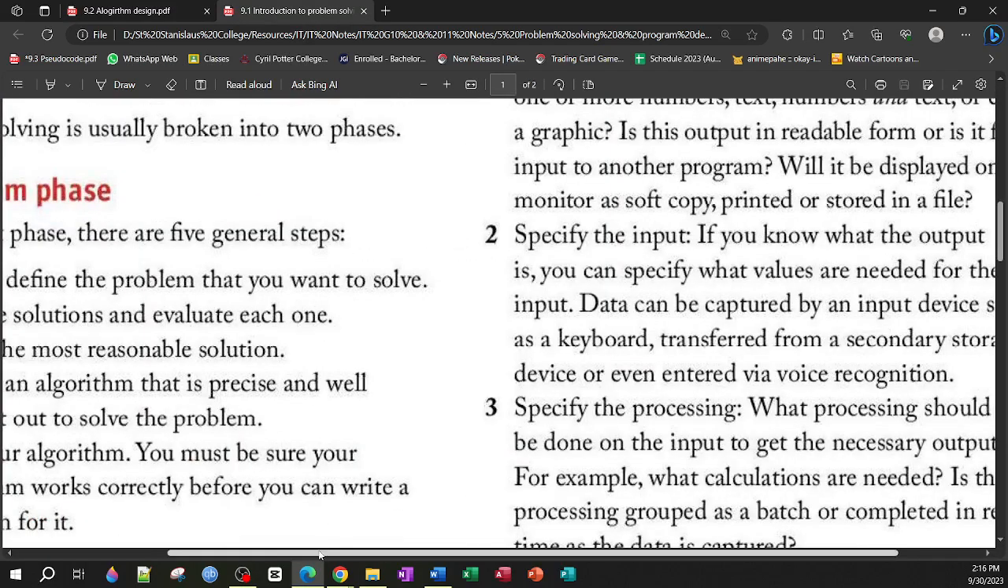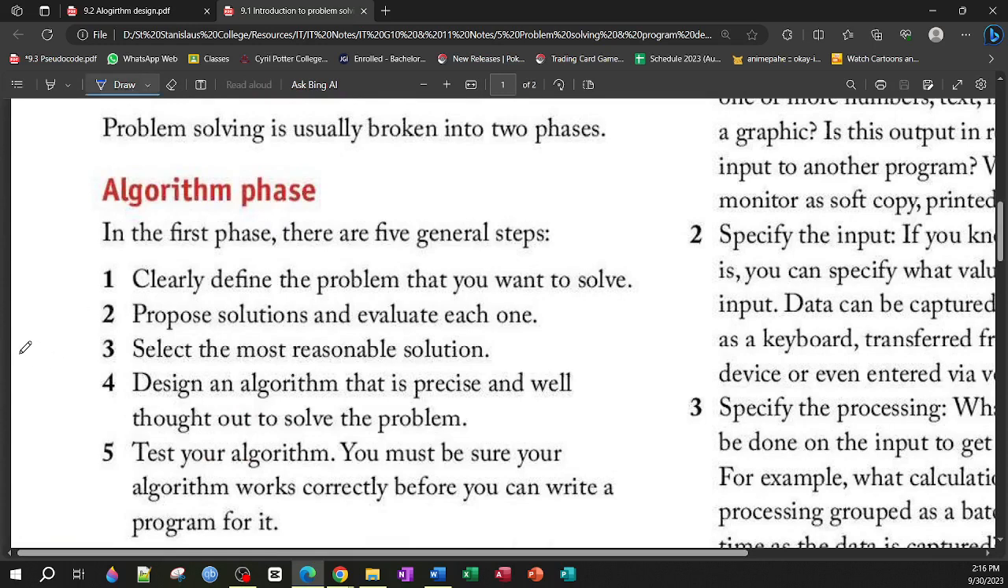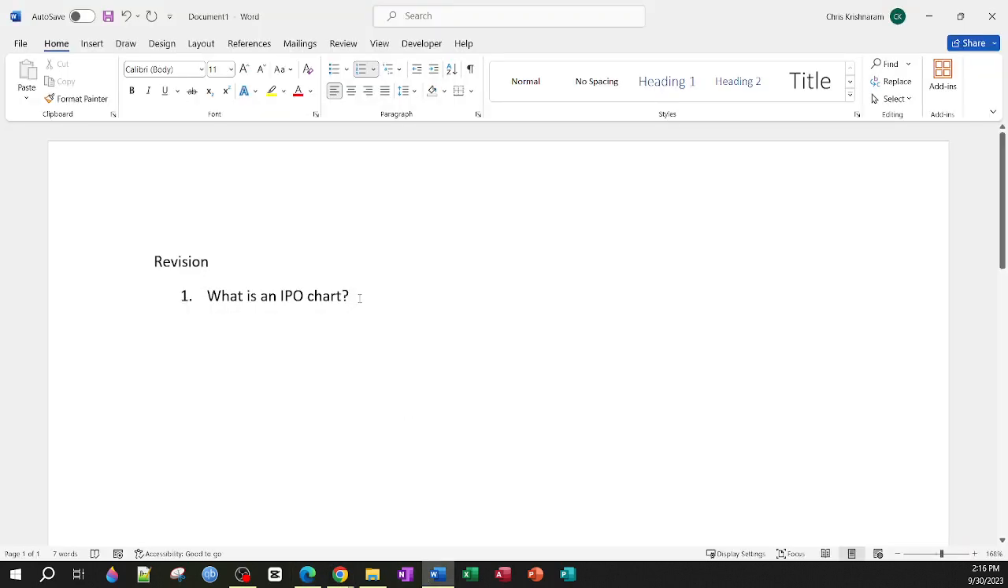Remember I said the IPO chart is basically step 3.5 in designing your algorithm. So the IPO chart would fit somewhere between here. You design your IPO chart, and as you said, the IPO chart is to indicate the input, process, and output. But for the algorithm, it's indicating the input, the processing, and the output for the algorithm that you are designing. That is the last part I was looking for. All right, good.